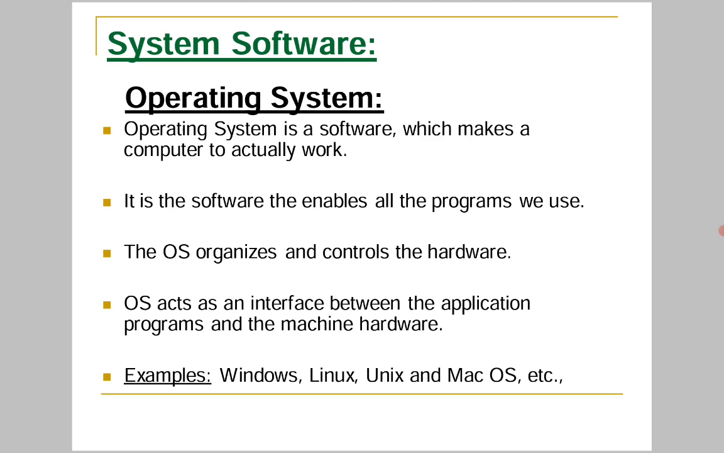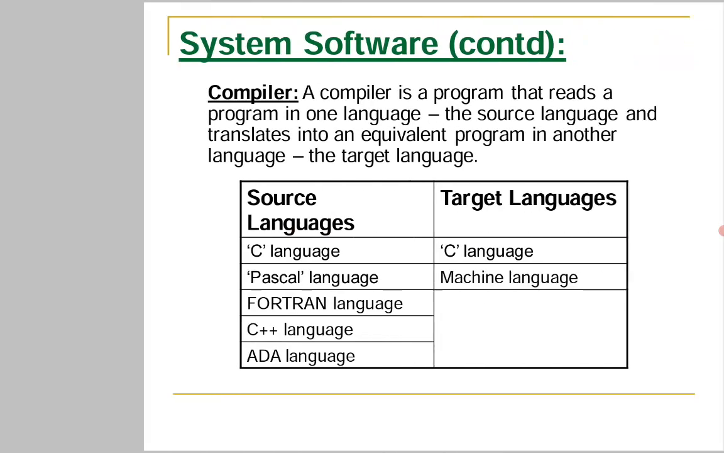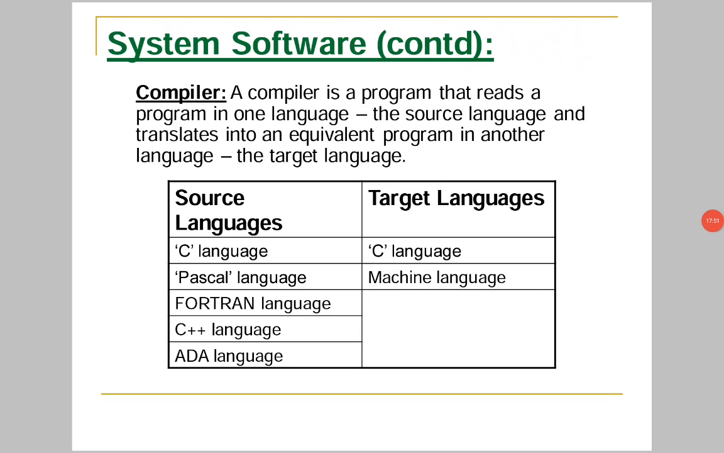So the operating system generally acts as an interface or a medium between all these three things: application programs or software and programming languages, the machine or hardware, and the users. Examples of popular operating systems are Windows, Linux, Unix, Mac OS, like that. So system software continues. Next, there are many other types of system software also available.